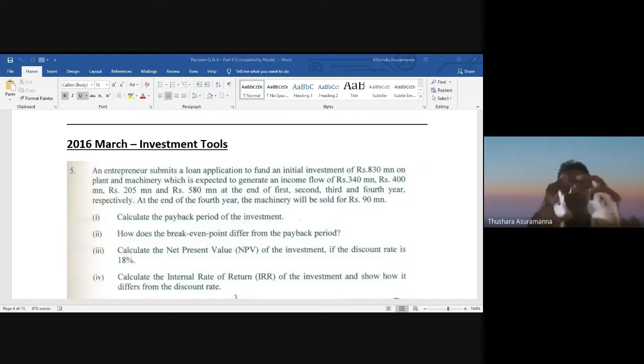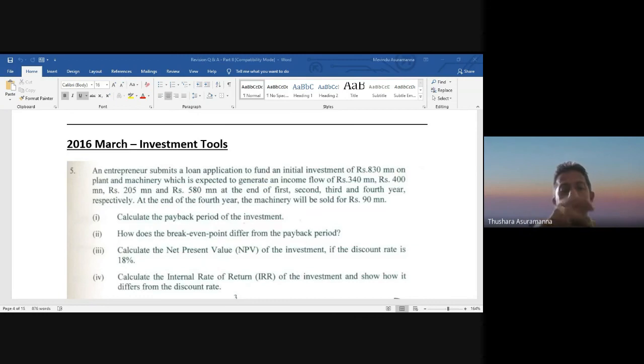So generally, what we are trying to do here is, in case of payback, we are not worrying about timing, NPV, time value and all that. We just take the cash flows and try to compute when we are recovering 830 million, that's the initial investment, right? The only thing you need to do is at the end of the 4th year, there is an additional cash flow of 90 million. That's a machinery disposal value.